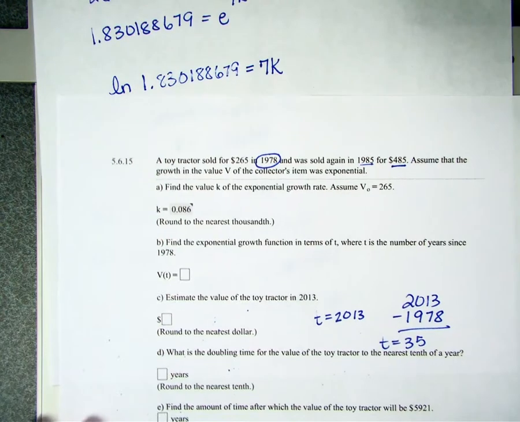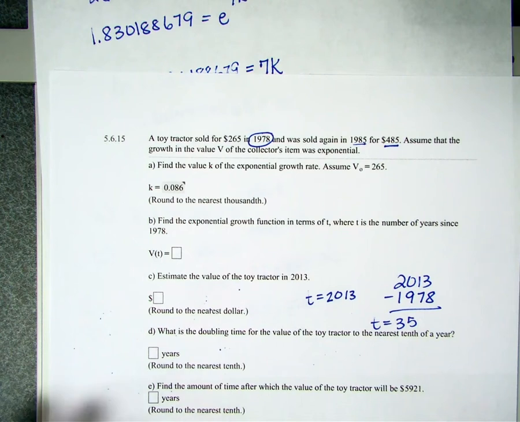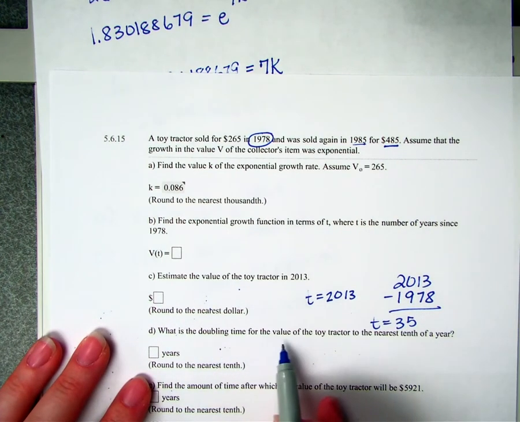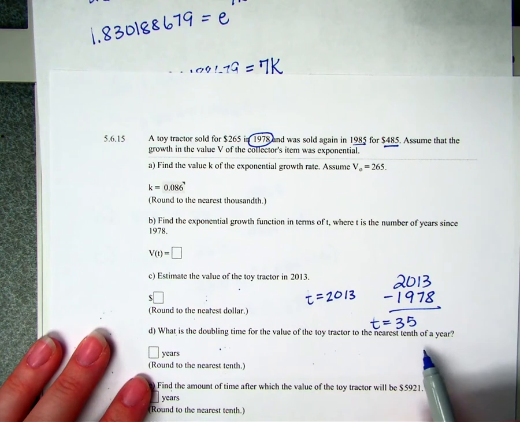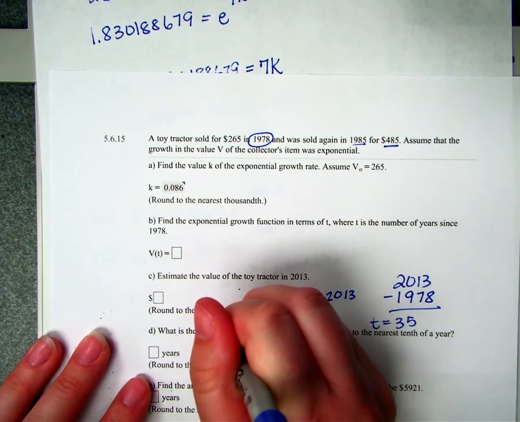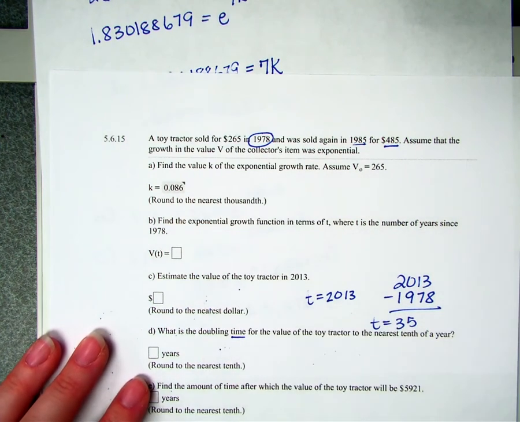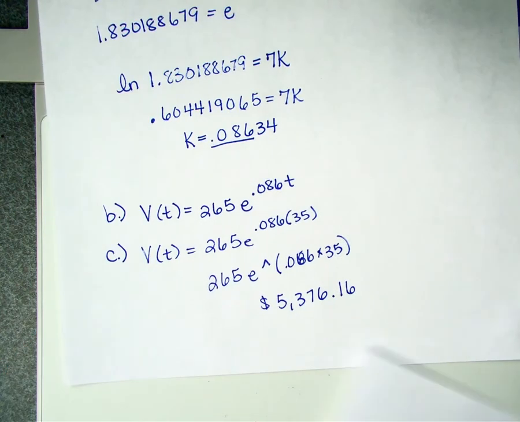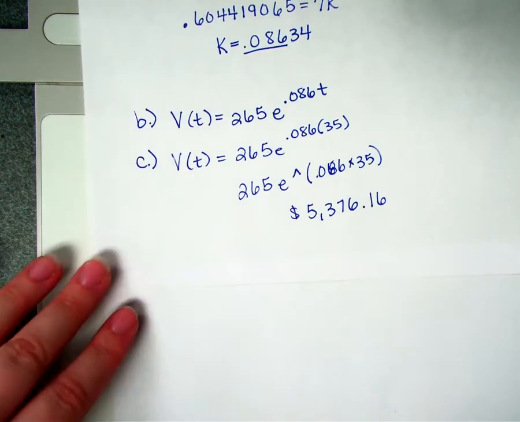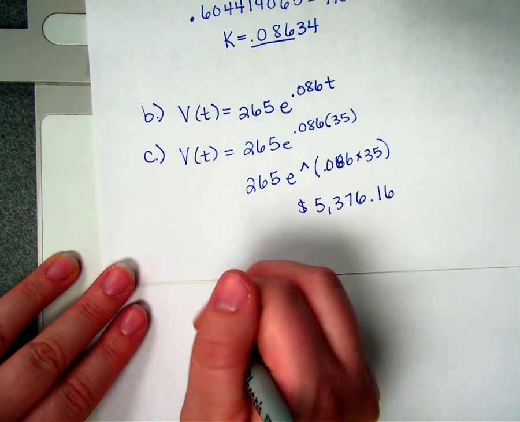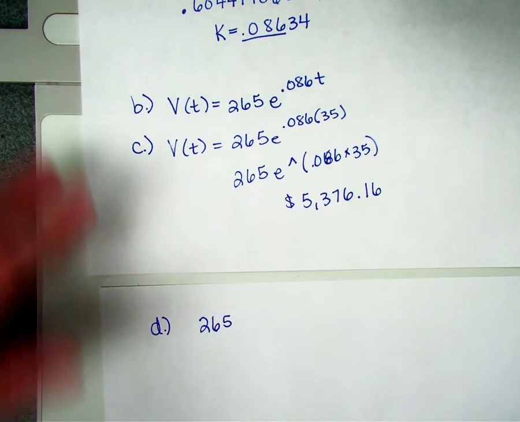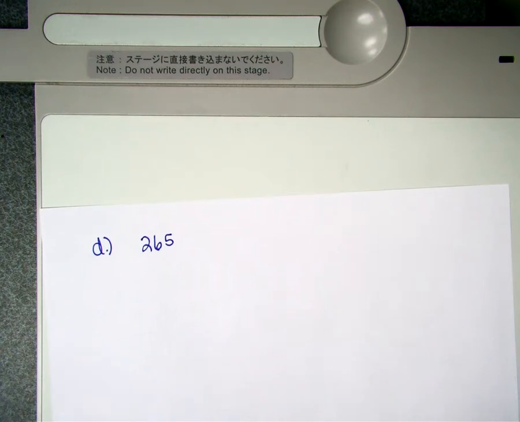The last question asks, question D, the fourth part of this question says, what is the doubling time for the value of the toy tractor to the nearest tenth of the year? So we're looking for time. What is the doubling time for the value of this toy tractor? So how long does it take for it to double in value? One method for doing this, we can take our original value, 265, and we can double it.